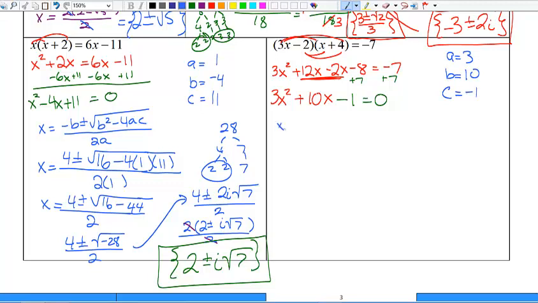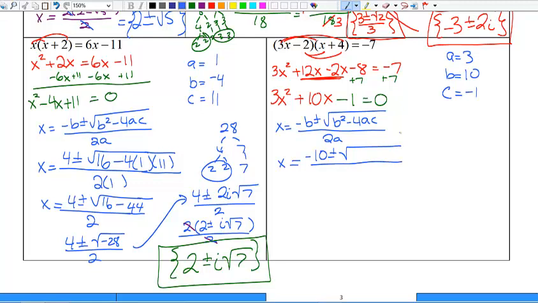I'm going to plug it into my formula. X equals negative b. b is 10, so the opposite of 10 is negative 10. Plus or minus the square root of b squared. 10 squared is 100. Do that part in your head. Minus 4 times a times c. My a is 3 and my c is negative 1, all over 2 times a.